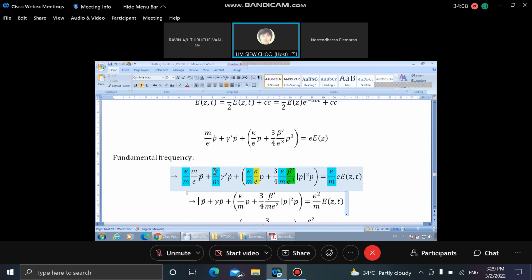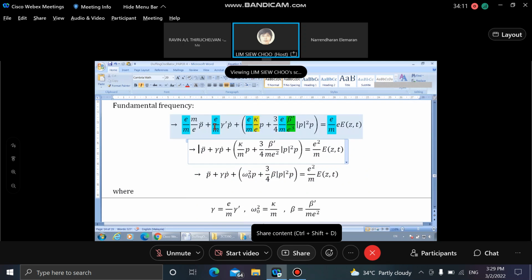This one and this one, we name it as gamma, like here. Instead of gamma, so we look, this is gamma. This is a kappa or n. And then this one is beta prime over me square. And then this, of course, you have the e square over m, like in the paper. And then this one, beta prime over me square, it is beta. So once it is here, we name this constant. And then kappa over m is omega naught square.